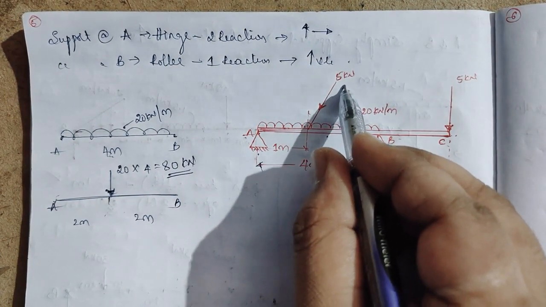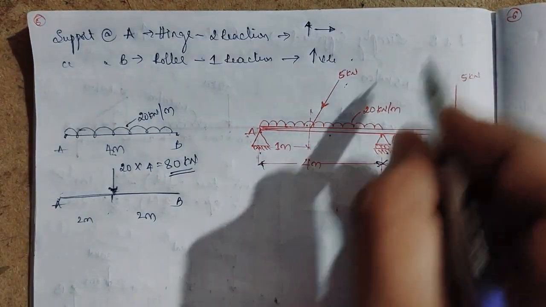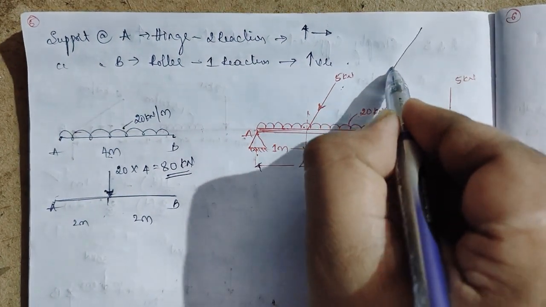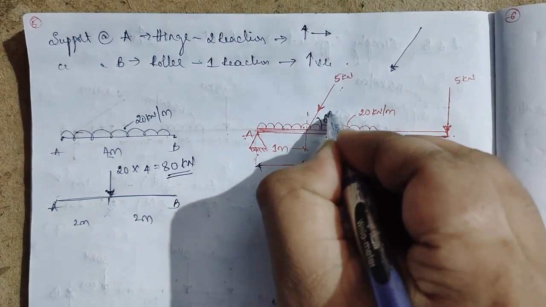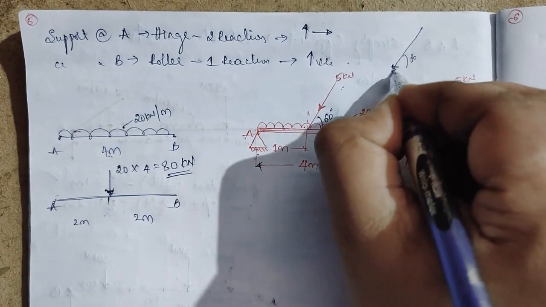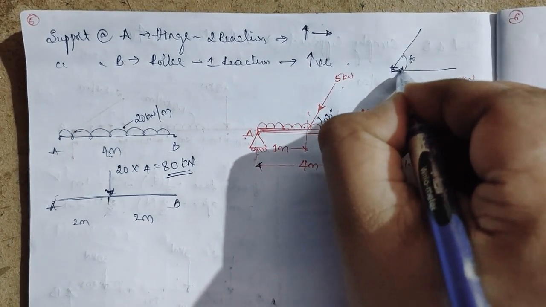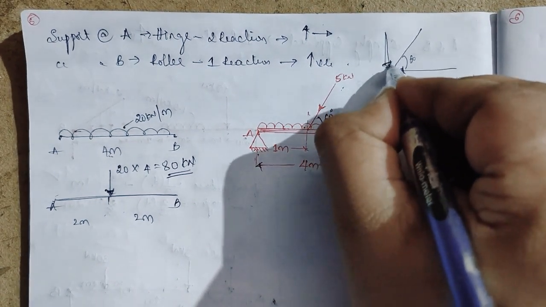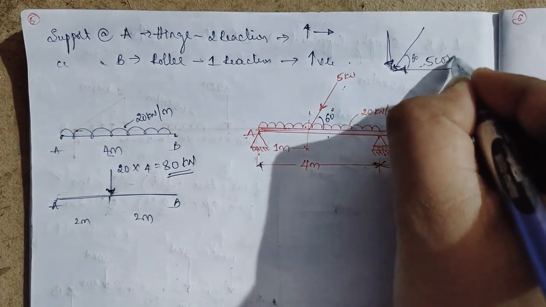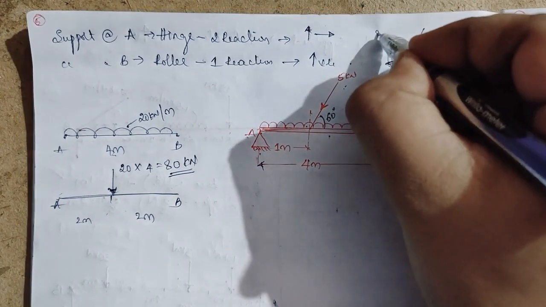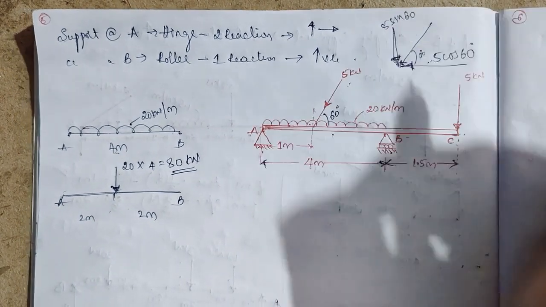Then what happens to the 5 kilonewton? This 5 kilonewton is like this, and at A the angle is 60 degree. So it will become one horizontal force and one vertical force. So the horizontal one becomes 5 cos 60, and this is 5 sin 60.